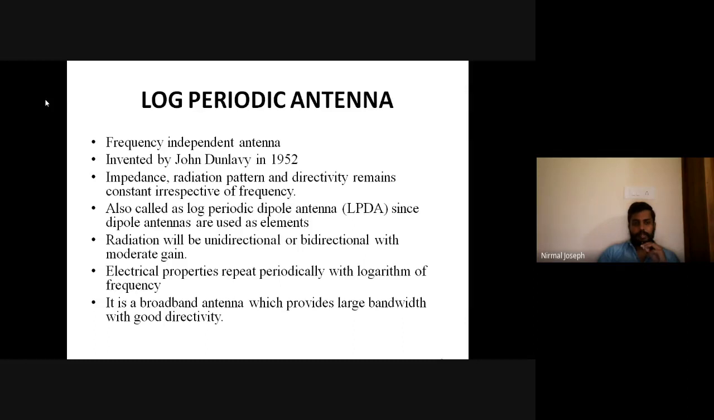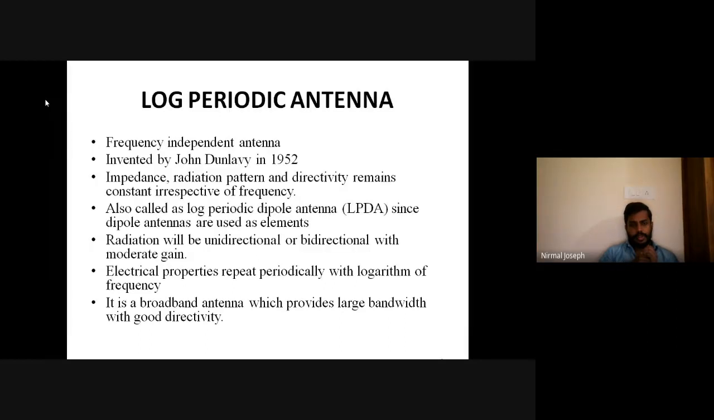Impedance, radiation pattern, and directivity remain constant irrespective of frequency. That's why it is called a frequency independent antenna. Its impedance, radiation pattern, and directivity will all remain constant. Even if we are using a higher frequency or a lower frequency, these things will not change. That's why it is called a frequency independent antenna.